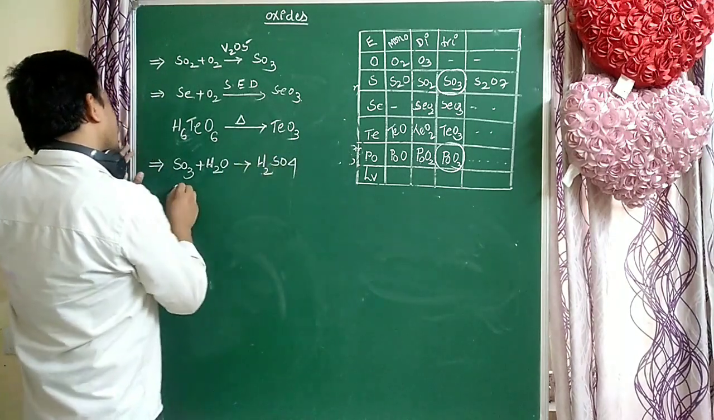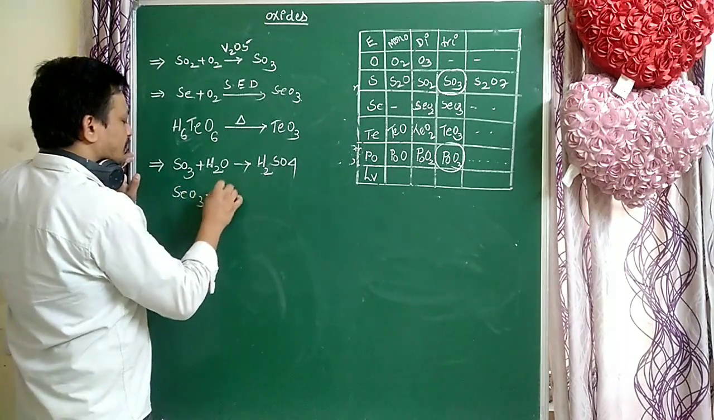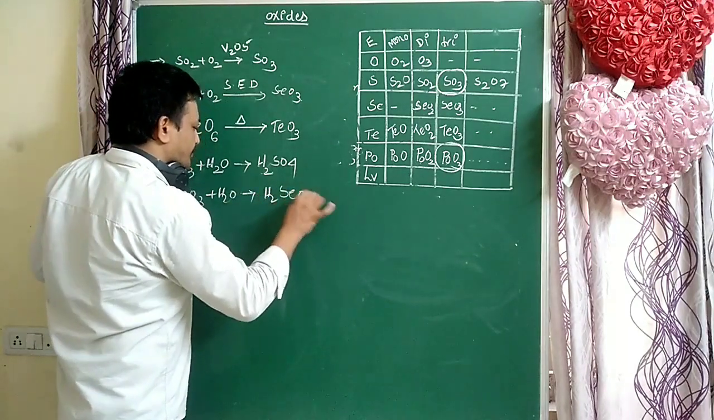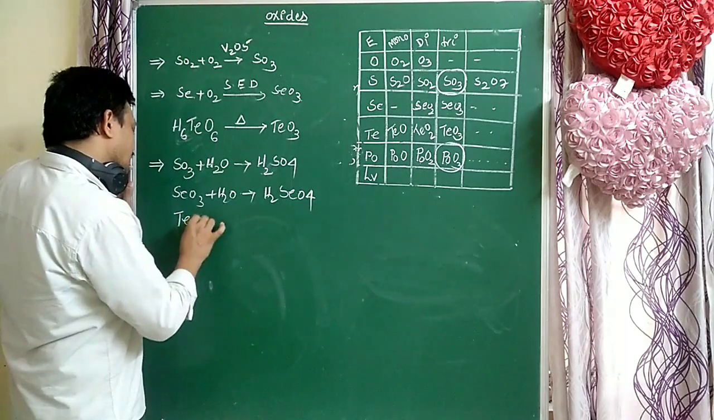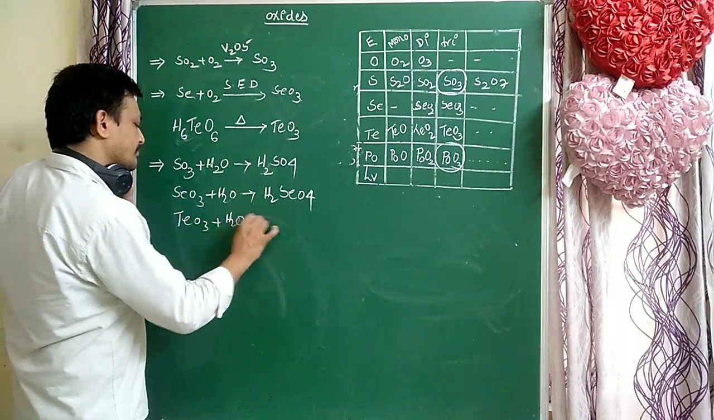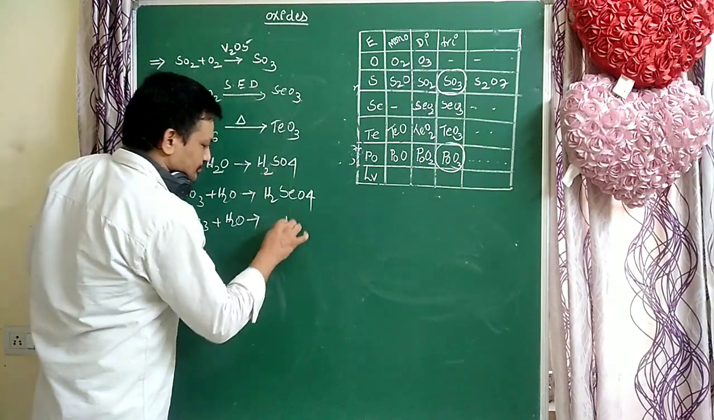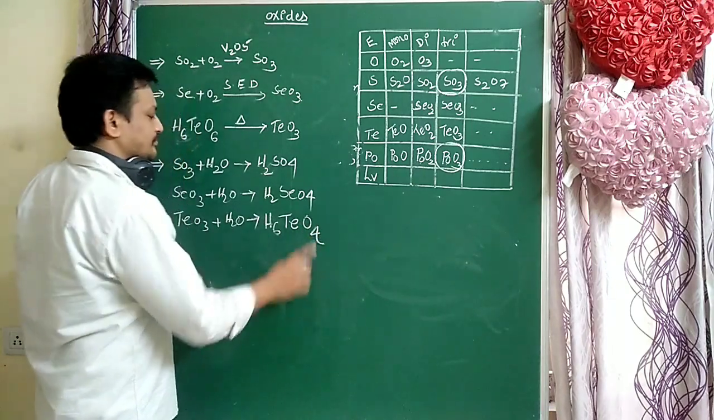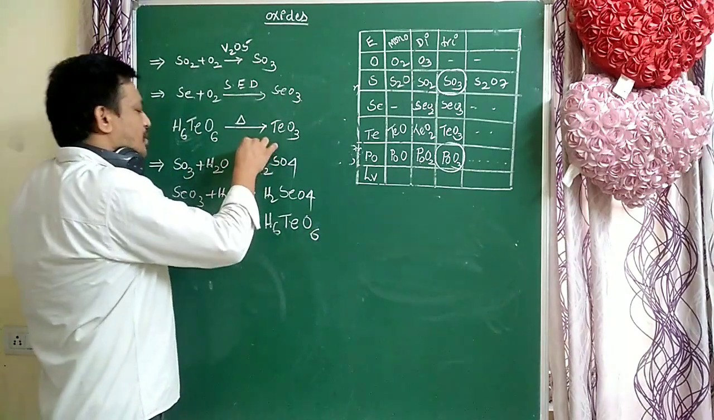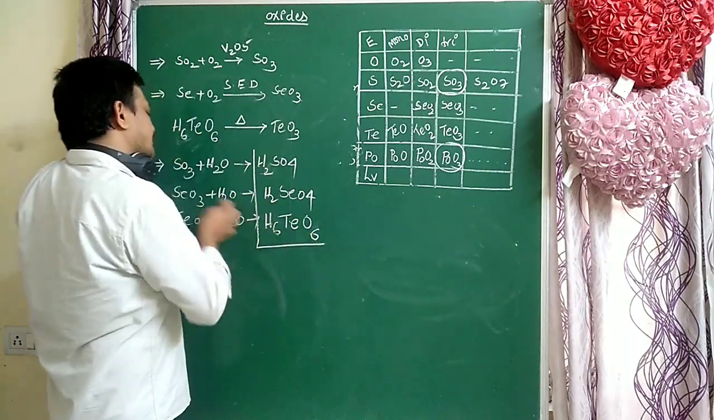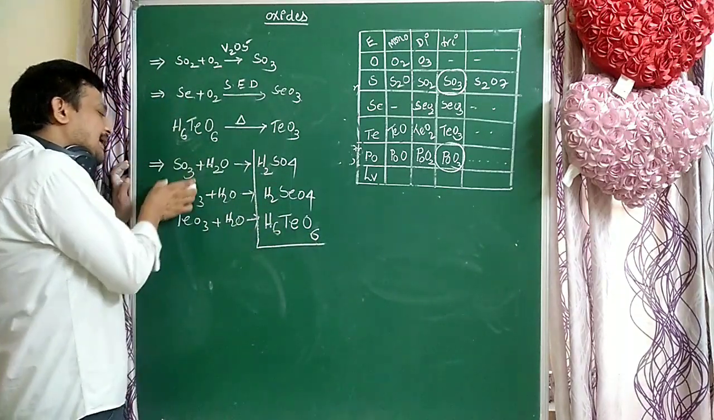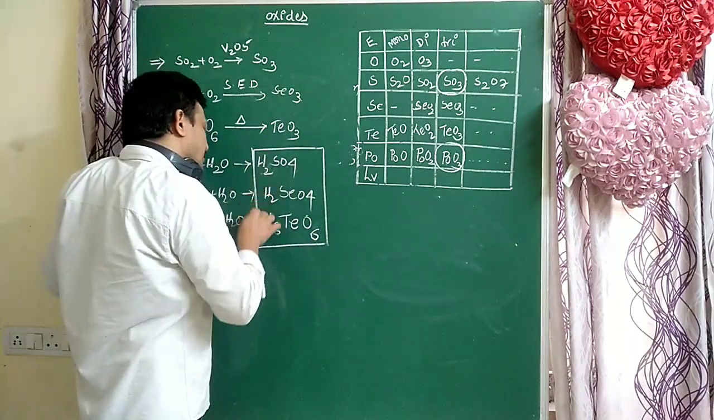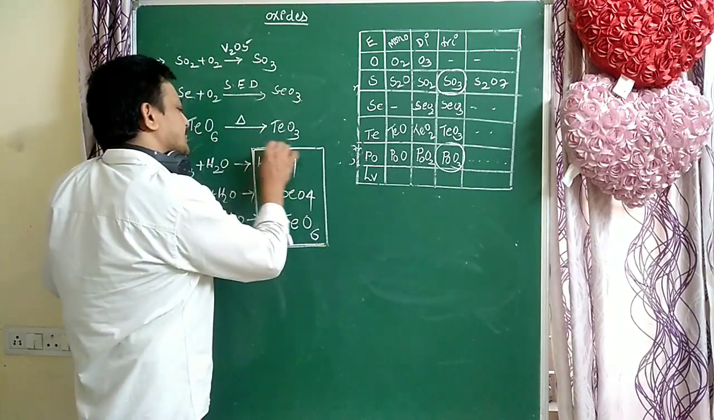SO3 dissolves in water to form H2SO4, and SeO3 dissolves in water to form H2SeO4, and TeO3 dissolves in water to form H6TeO6, telluric acid. So these oxyacids of trioxides are anhydrides of weak acids. So acidic nature and stability decrease from top to bottom.